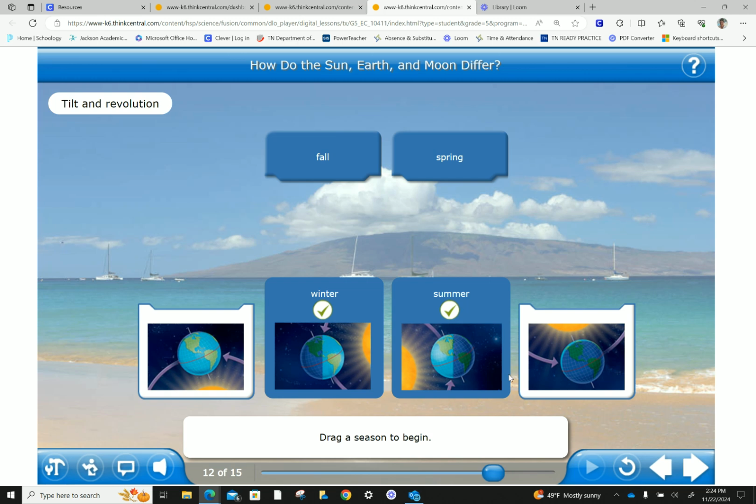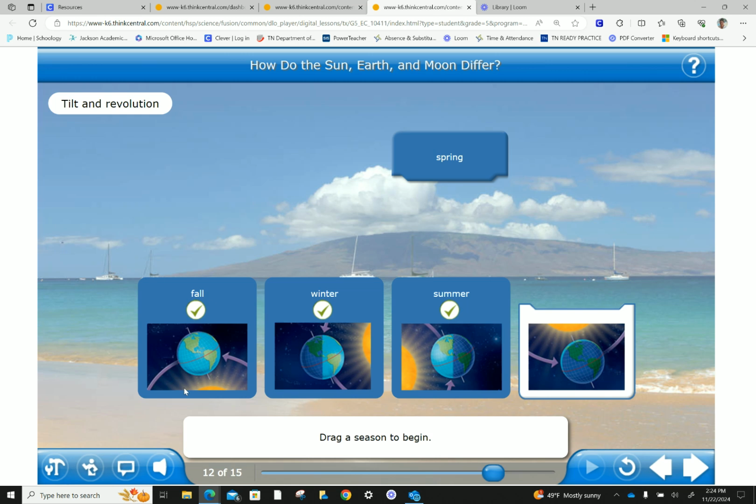So one of these is fall, and one of these is spring. All right, so we're looking for North America to be closer. When it's closer, in fall, it's moving closer to winter. And when it's spring, it's moving closer to summer. Okay, so fall, and notice where the sun is here. And if we look, the opposite would be spring here.